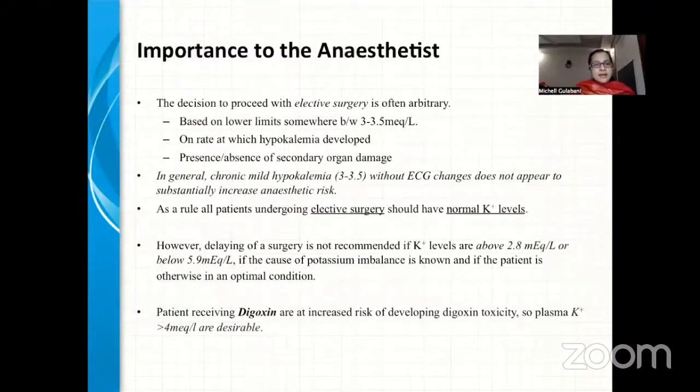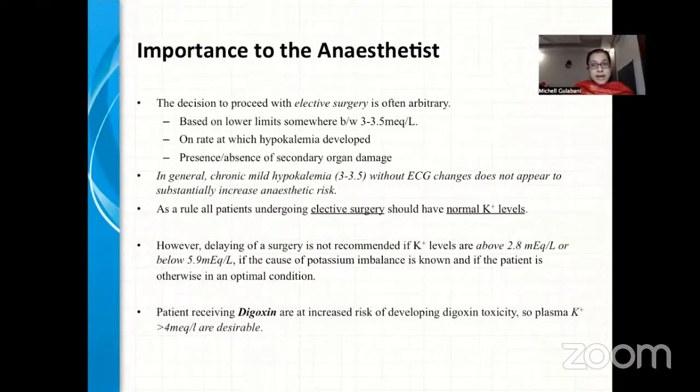Importance to the anesthetist. The decision to proceed with elective surgery is arbitrary, based on a lower limit somewhere between 3 to 3.5 milliequivalents per liter. It also depends on the rate at which the hypokalemia has developed and the presence or absence of secondary organ damage. In general, chronic mild hypokalemia without ECG changes does not appear to substantially increase the anesthetic risk. As a rule, patients undergoing elective surgery should have normal potassium levels. However, delaying a surgery is not recommended if the potassium level is above 2.8 or below 5.9.